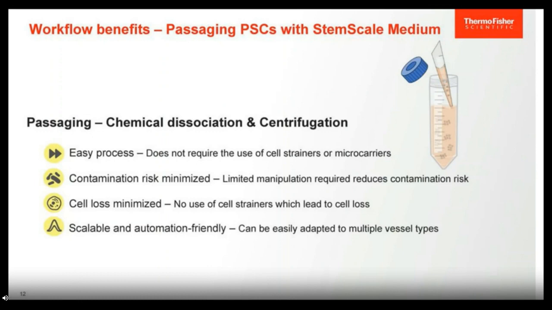So this passaging protocol has several benefits to researchers looking for a simple protocol. Most importantly, there's no need to utilize cell strainers or microcarriers in this passaging protocol. Cell strainers tend to be cumbersome to use, can often damage cells, and you can often even lose cells as you're passing them through the cell strainer. Additionally, since we're simply using Accutase with no cell strainer, there's limited manipulation that's required, reducing the risk of contamination.